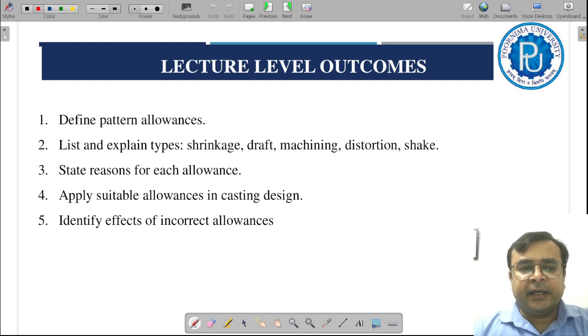They will also understand the reasons for considering these allowances, because these allowances are very essential for the casting process, and they apply this knowledge to design castings and identify the effect of inaccurate allowances in the casting process. So this is the knowledge that can be acquired by the students during this lecture.